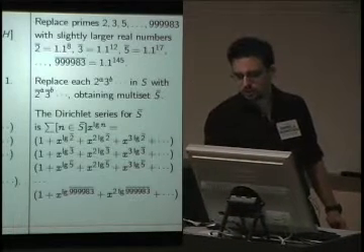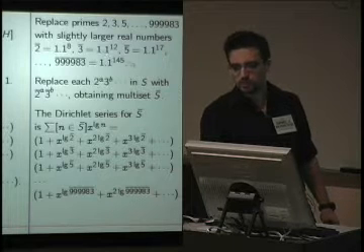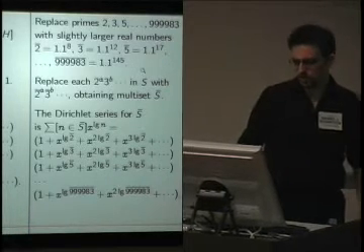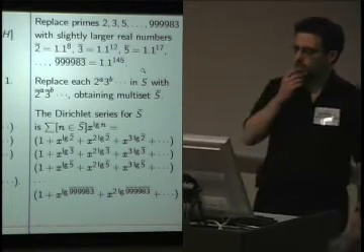So I'm going to increase each prime. I'm going to increase 2 up to 1.1 to the 8th, and increase 3 up to 1.1 to the 12th. You can check that each of these is an increase. Increase 5 up to 1.1 to the 17th, and so on, all the primes up to 1,000,000.